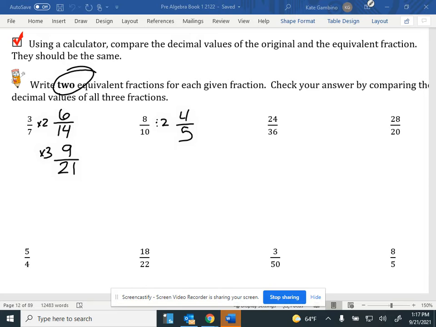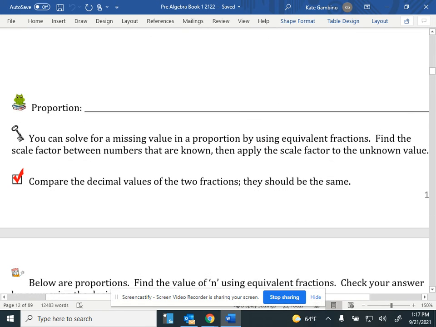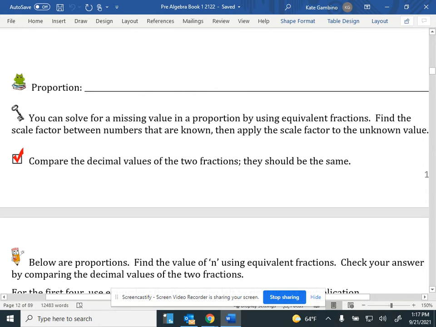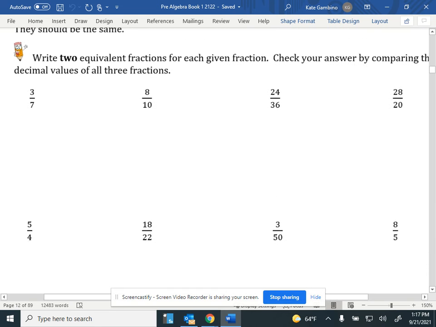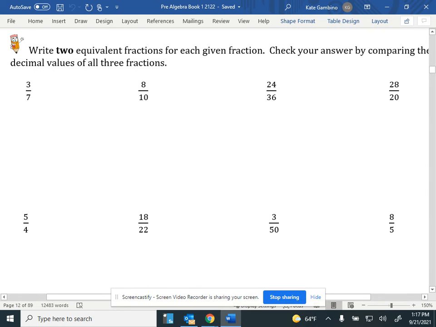As you can see on the bottom of this page, we have proportions. Because we're running shorter on time today, we're going to do the proportion part tomorrow. So your assignment for today is doing the equivalent fractions. So for today's homework is equivalent fractions. We will learn about proportions tomorrow. So you are just doing the equivalent fractions right now.